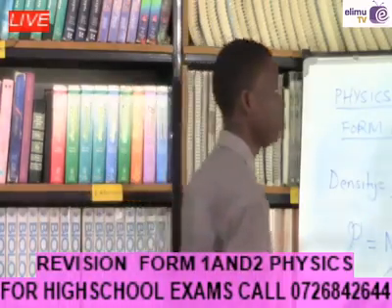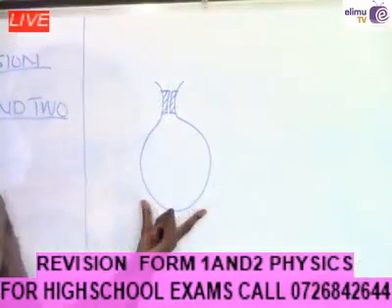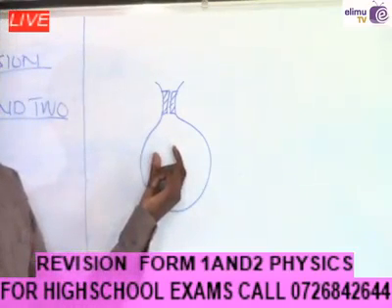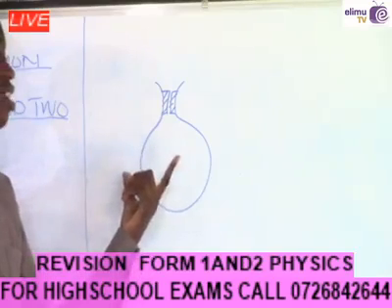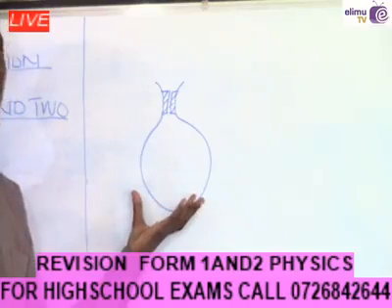At this point, I draw this diagram so that it illustrates how the density bottle looks. The density bottle appears in that manner, so that it has a long neck. It also has a round bottom. This is one of the bottles that is used to measure density. This bottle is usually made using a piece of thin glass. So what are some of the precautions that you should take when using this density bottle in order to measure the density?